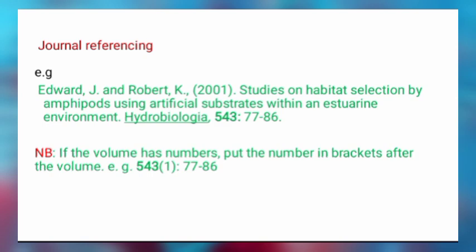We should also take note that when the volume has some numbers attached to it, we should put the number in brackets after the volume. So in this case, 541 bracket 2. The one in brackets becomes our issue number, and then the volume itself is the volume 543.